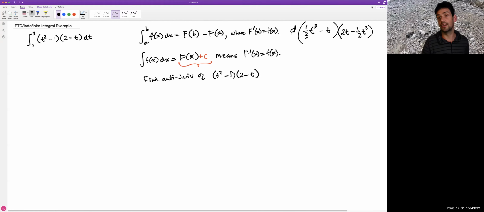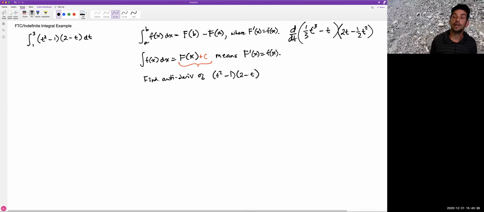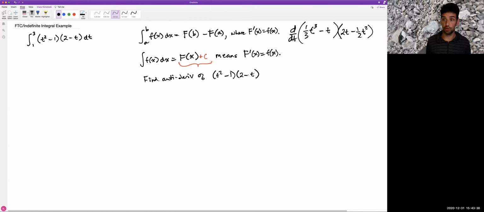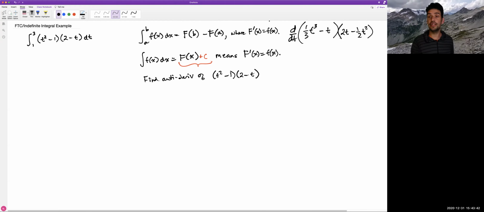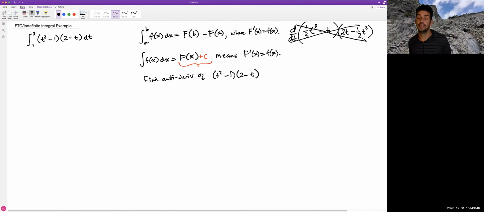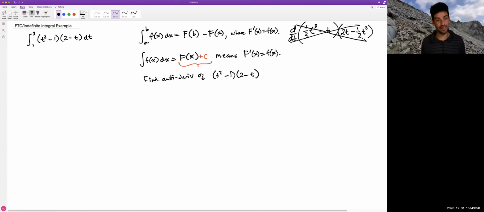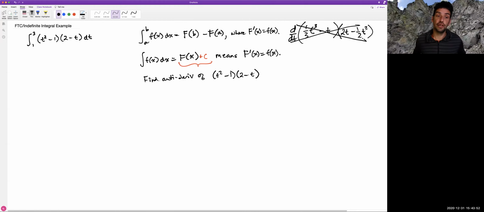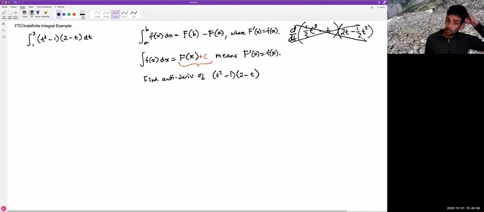If I were to take the derivative of this product, I'd have to use the product rule, which would make it much more complicated than what we have here. So this is an easy mistake to make. It's not true. This is not the antiderivative of this function. You can take that derivative using the chain rule to see that it doesn't quite work. So what can we do?